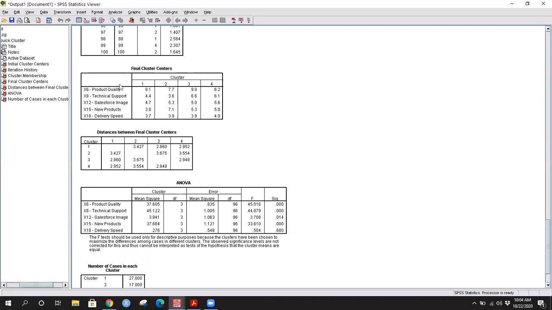So I had taken product quality, technical support, Salesforce image, new products, delivery speed, all were on a Likert scale, and people were just asked to rate the product on a scale of 0 to 10 on all of these attributes. So they indeed rated, and we have arrived at the final cluster centers. So in cluster 1, I can say that the product quality on an average is rated 8.1. In cluster 2, product quality on an average is rated 7.7. In cluster 3, it is rated on an average 9. And in 4, it's 6.2.